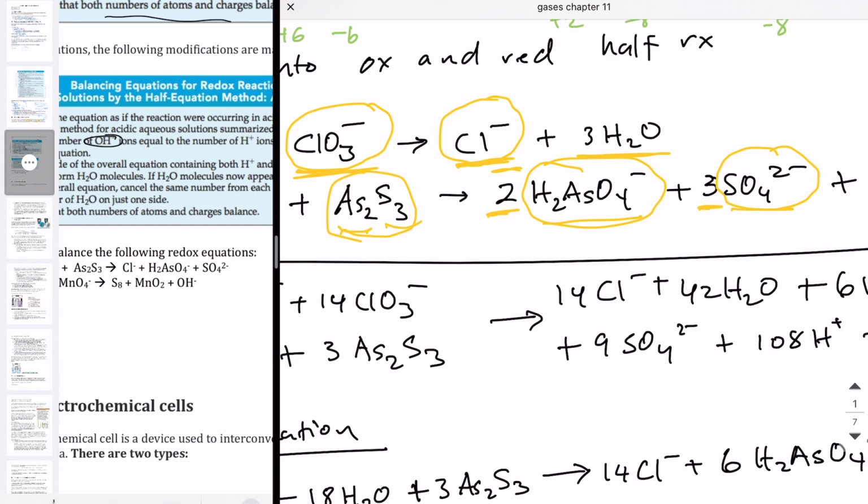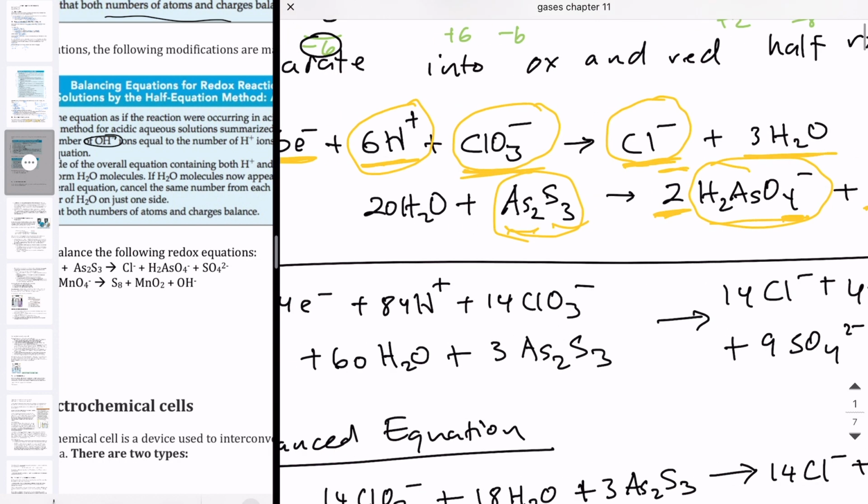Now, once I do that, I need to balance my oxygen. So I counted that I have 4 times 2, which is 8 oxygen, and then 4 times 3, which is 12. So in total, 8 plus 12 is 20 oxygens. I need to add 20 water to balance that out. That's why this 20 water appears here, okay?